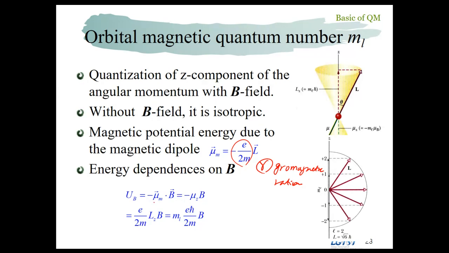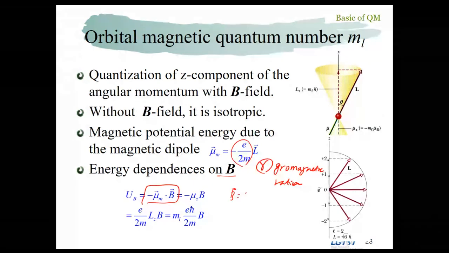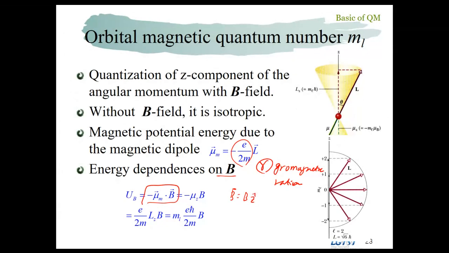And the Zeeman energy because of magnetic field B is given by this form. And B is, we have said, in the z direction. So what we need is the z component of the magnetic moment, or we can write this form.